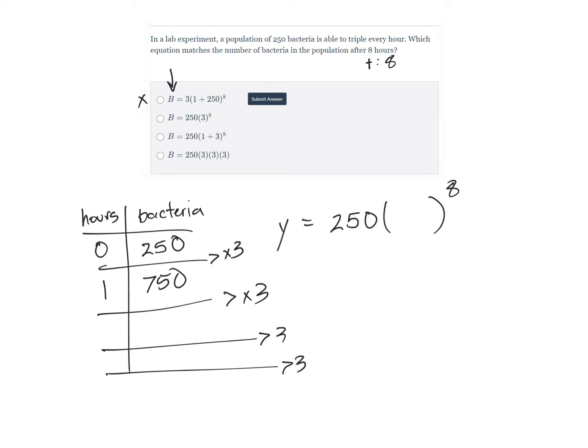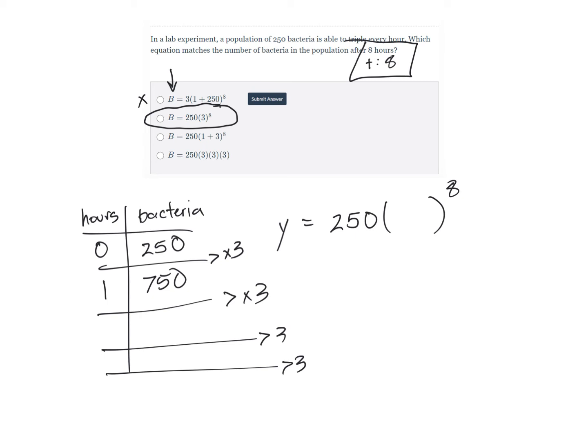So which of those remaining 3 represents triple? I think it's this one. Triple, but how many times do we triple? 8 times, because every 1 hour it triples. So if 8 hours have passed, it's tripled 8 times. So this is the only one that represents 8 hours.